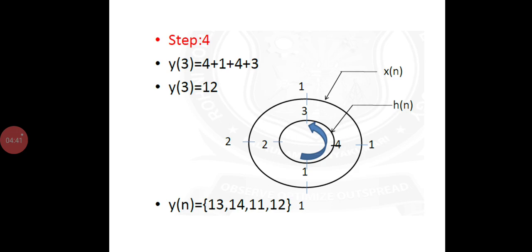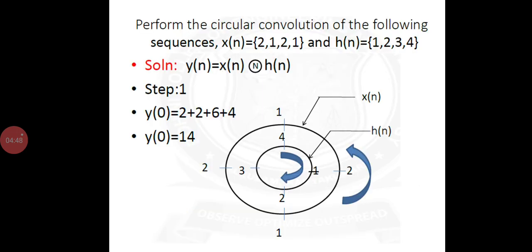That is, we put the brackets and arrange all the values in order. That is the concentric circle method. Let us see one more example. Here x of n is 2 1 2 1 and h of n is 1 2 3 4. Here also we want to find y of n using circular convolution.